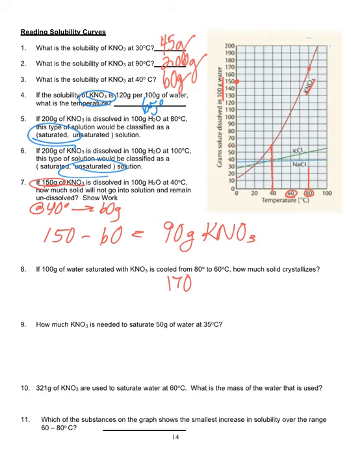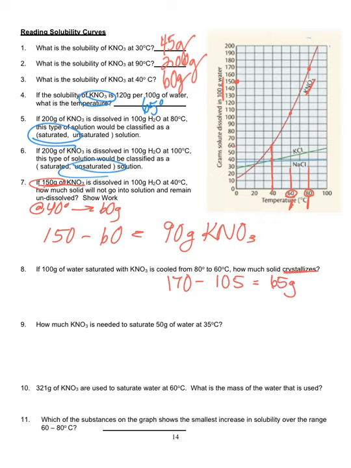At 60, when I ride this line up, I'm going to hit right about there, and that's about 105. Okay, so as we cool it from the 80 degrees down to the 60 degrees, what's going to happen? Some of that's going to fall back or crystallize out. So 170 minus 105 would equal 65 grams of KNO3 would go back into a crystal because you're dropping the temperature.